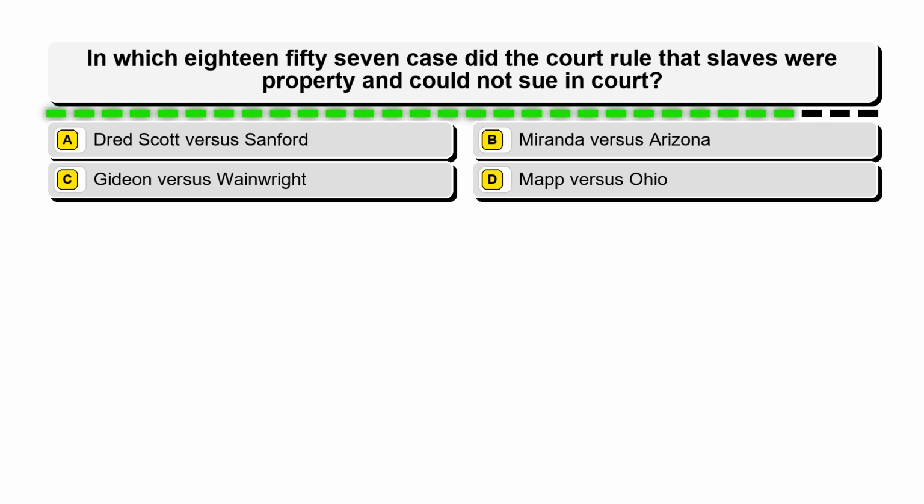Question 49. In which 1857 case did the court rule that slaves were property and could not sue in court? Option A, Dred Scott v. Sanford. Option B, Miranda v. Arizona. Option C, Gideon v. Wainwright. Option D, Mapp v. Ohio.